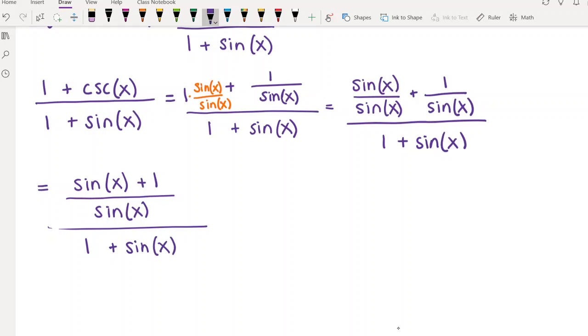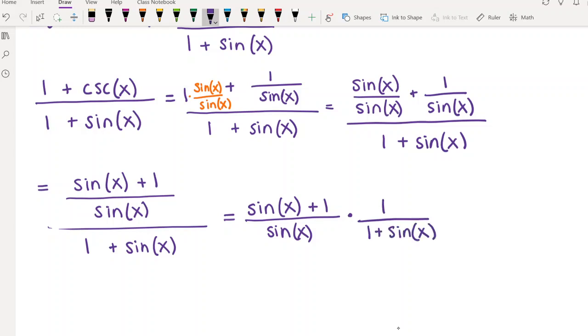So what is good to observe here is that the numerator here is the same as our denominator. And so that means that if we rewrite our division as multiplying by the reciprocal, so sine of x plus 1 over sine of x times 1 over 1 plus sine of x, well then these two are going to cancel out, because you would have a common factor in the numerator and denominator.